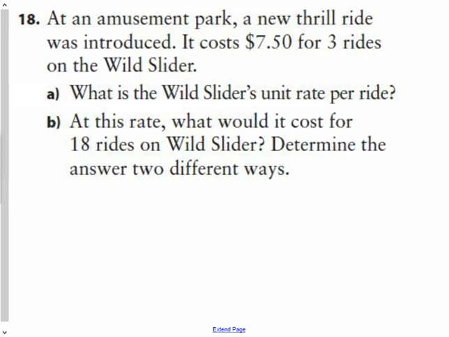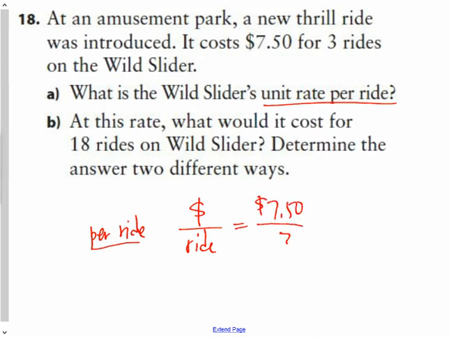Question 18. In an amusement park, a new thrill ride was introduced. It cost $7.50 for 3 rides on the Wild Slider. What is the Wild Slider's unit rate per ride? So per ride, this means that ride will be my second term. So we're going to have a rate that starts as being cost for rides. The rate that was given was $7.50 for 3 rides. So therefore the unit rate of the cost for 1 ride using division will be $2.50 per ride.